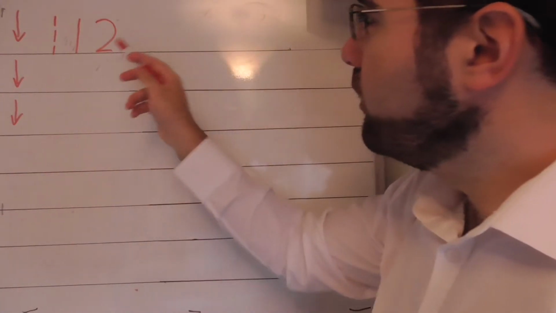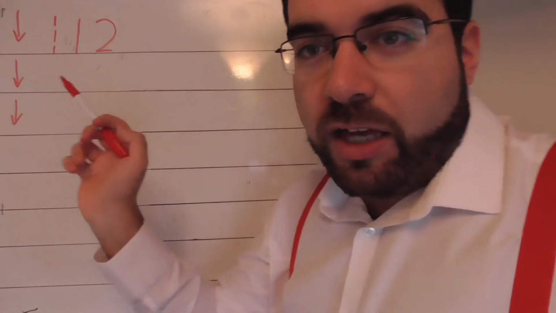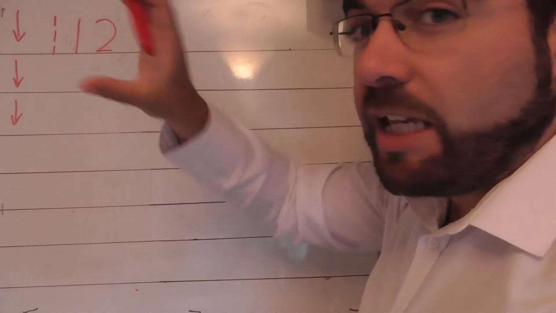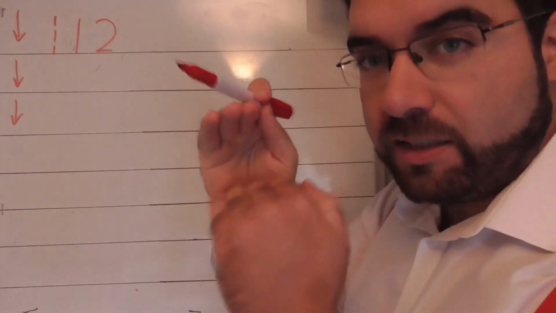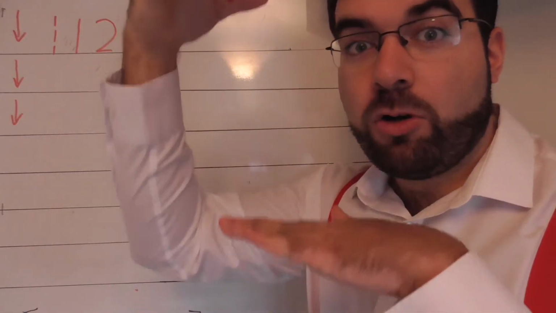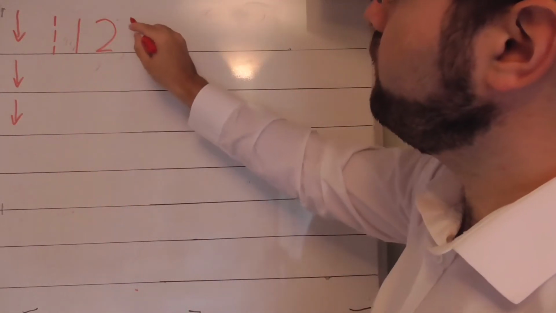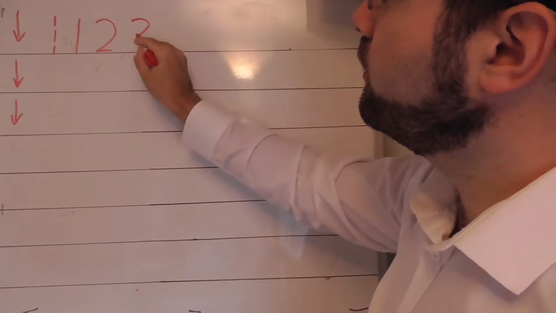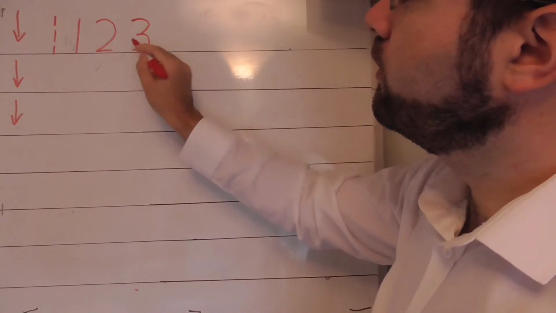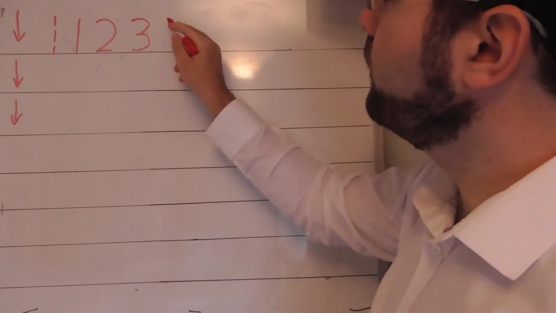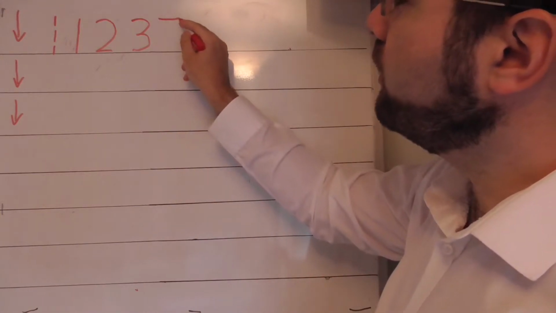2. We want to make sure that they're always the same size as well. Consistently the same size, not all over the place. And let's get a 3 in there. 3. Or we could even do 3 like this.